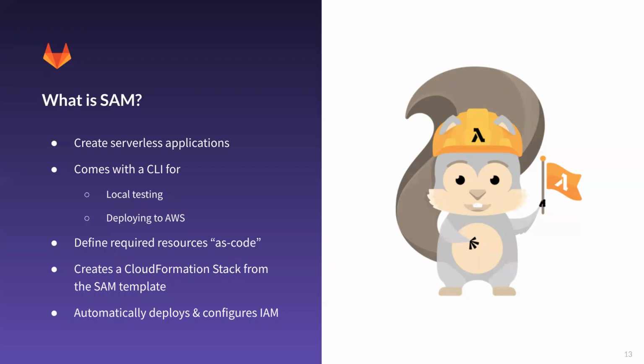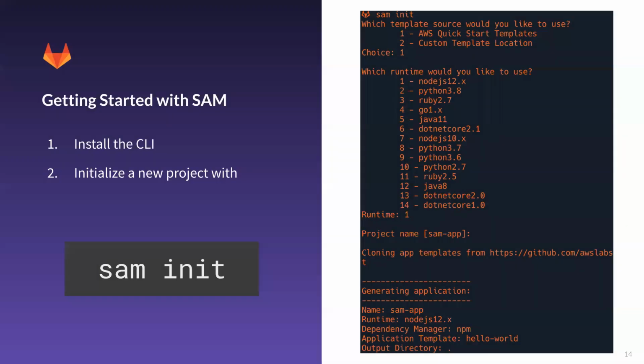because in the end, what it's going to do is take all of those things and create a CloudFormation stack from that SAM template and automatically deploy those various functions and other AWS components and get the IAM configured correctly between all of them so that our application can run not only Lambda functions, but also leverage the rest of the AWS stack to create an entire system and application, right? And so let's talk about how it works.